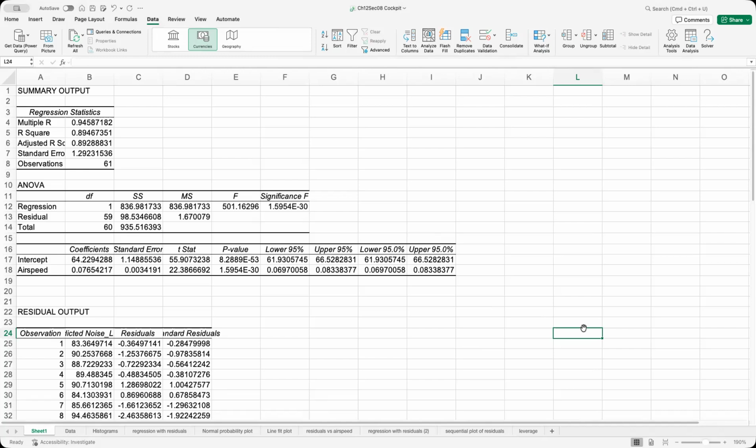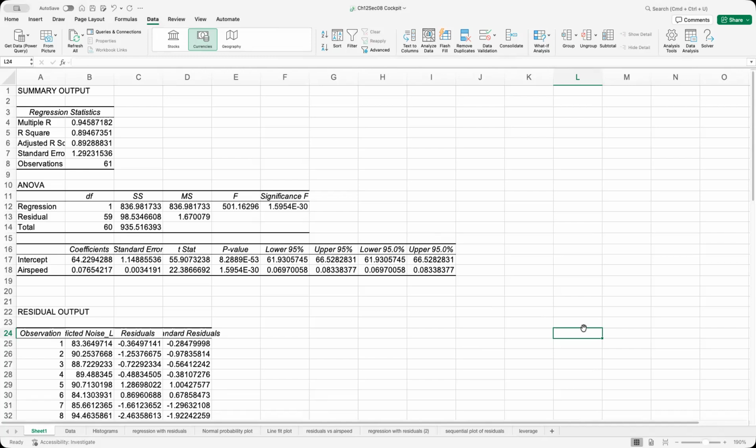That is 1.59 times 10 to the negative 30th. There are 29 zeros in front of that. That is really, really, really small. If my alpha is 0.05, that's way smaller. The other number I can look at is in the next block down, where I have the airspeed coefficient and its p-value, which is that same p-value, 1.59 times 10 to the negative 30th. Yes, this correlation has a strong p-value.